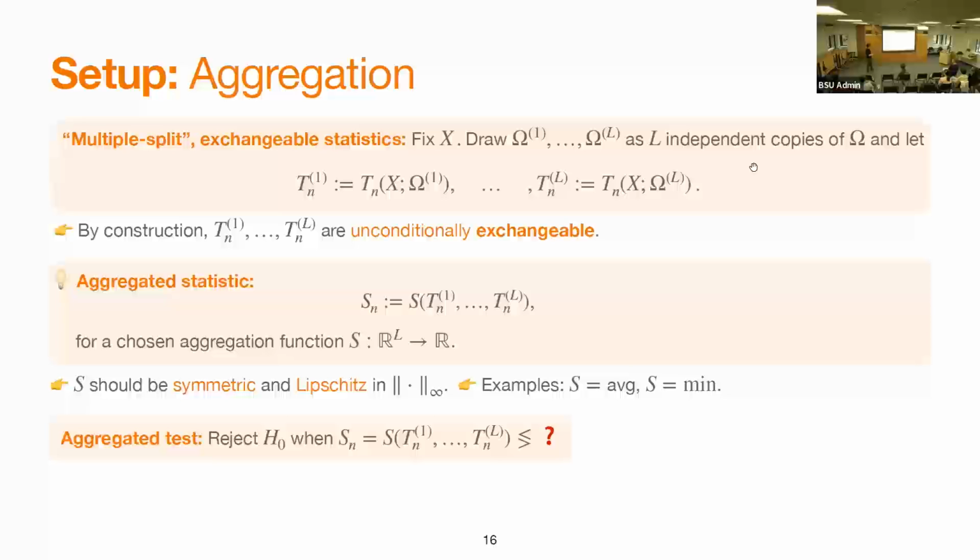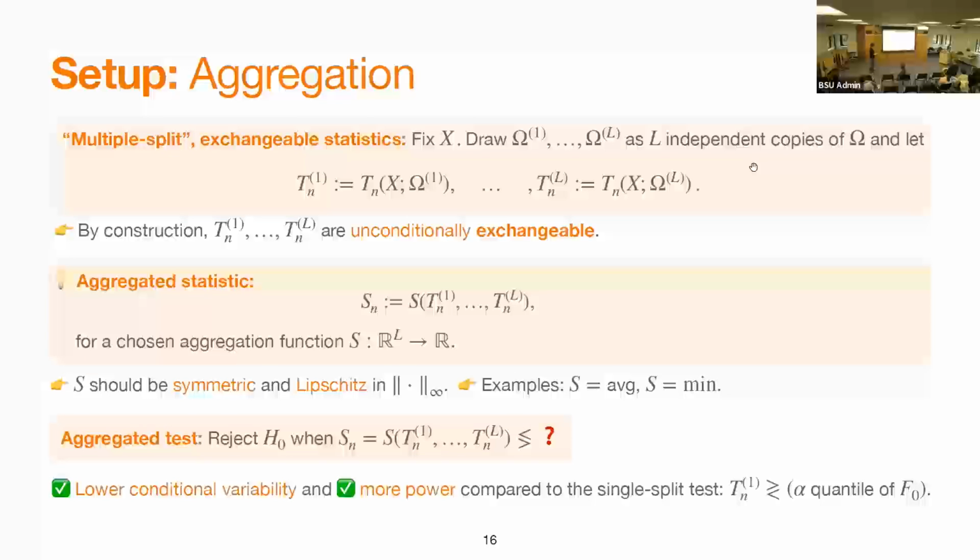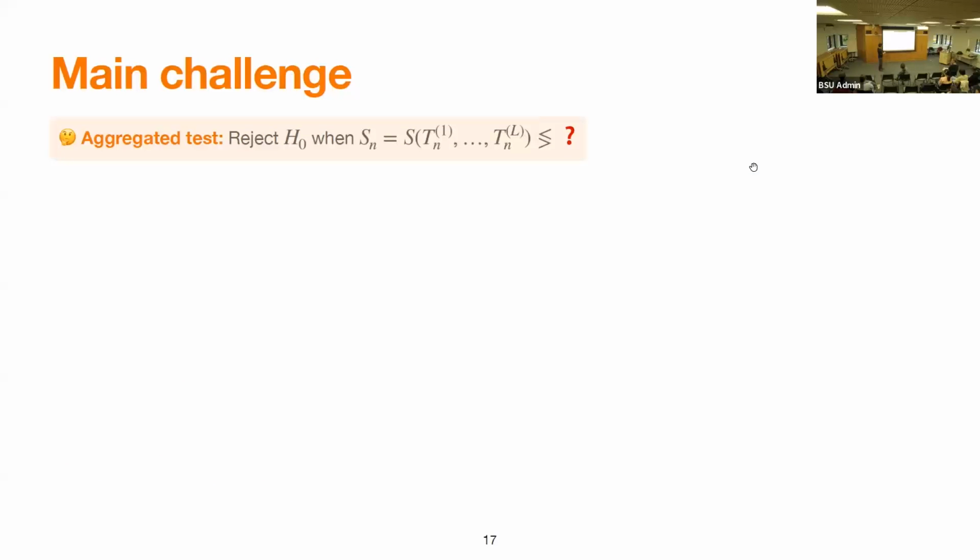The only problem is what threshold, what critical value, I should compare it to. But suppose I have found a good way of figuring out the critical value, then supposedly this provides a satisfactory solution to the two problems. Because if I take a large L, then it should have reduced conditional variability. The larger L is, the less conditional variability remains. Also, presumably by using all the splits, I have more power against the alternative than using only one split.